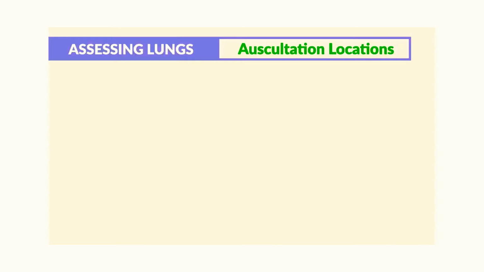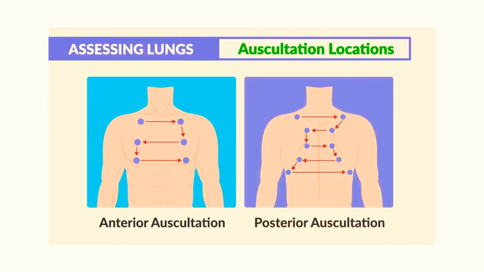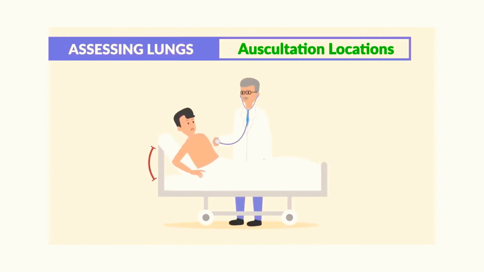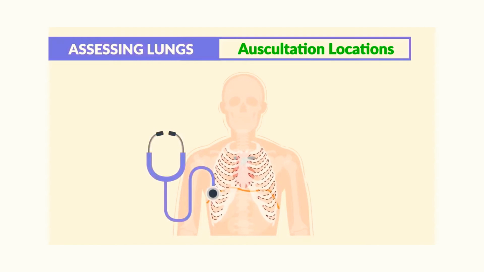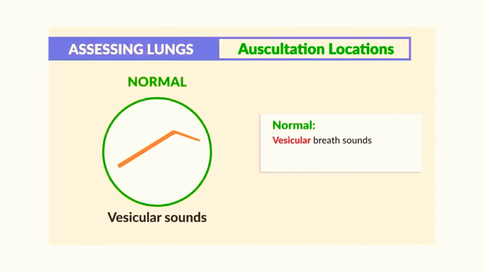We have anterior, which is the front of the chest, and posterior on the back, where we mostly assess the lower lobes. We want to position the patient upright in high Fowler's position. Point the diaphragm, the big part of the stethoscope, downward, and place it in the intercostal spaces, that part in between the ribs. Now, normal breath sounds are known as normal vesicular breath sounds.